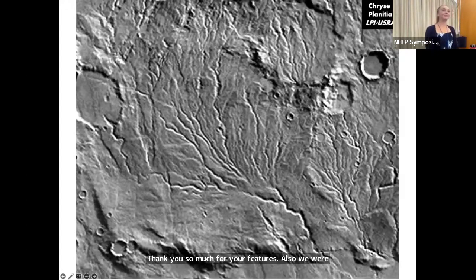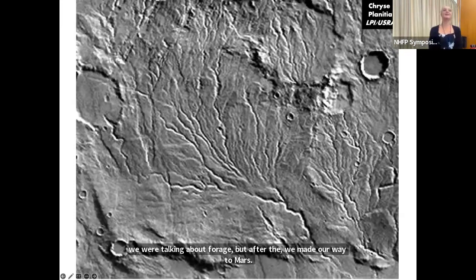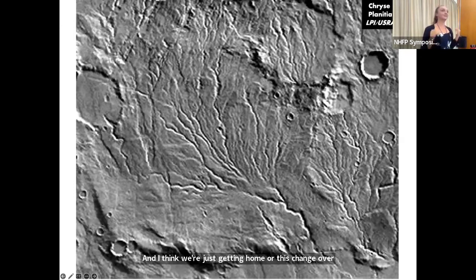porridge. But after the porridge, we made our way to Mars. And I think we're discussing how Mars has changed over time. So this is one of my favorite pictures because you can see how surface liquid water carved itself into Mars' surface long ago. Mars lacks plate tectonics, so what we see on the surface today is actually way back in Mars history as well.